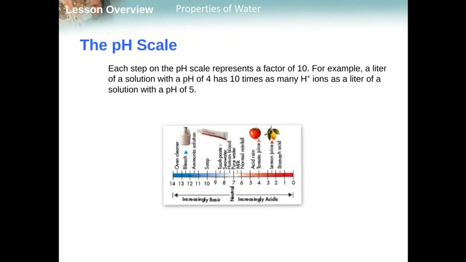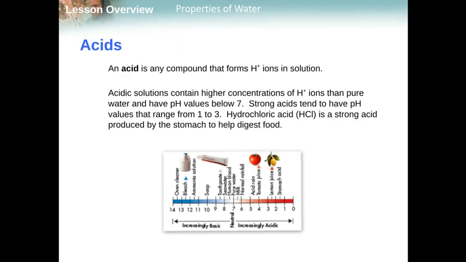Each step on the pH scale represents a factor of 10. So this is not a linear scale. It's an exponential scale. So a liter of a solution with a pH of 4 has 10 times as many hydrogen ions as a liter of solution with a pH of 5. Okay, so we can see right here normal rainfall with a pH of 6. And then we have a pH of 5 for acid rain. It's not twice, it's actually 10 times as acidic.